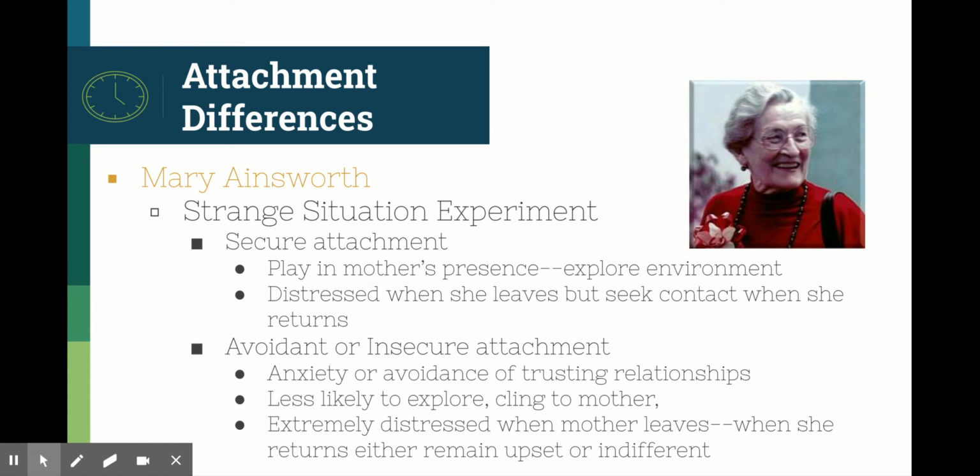Okay, so attachment, again, happens not only in monkeys or in ducks or goslings, but also people. These attachment differences were studied by a psychologist named Mary Ainsworth. And Ainsworth is most famous for something called the strange situation experiment. She wanted to see how children interacted with their mothers.